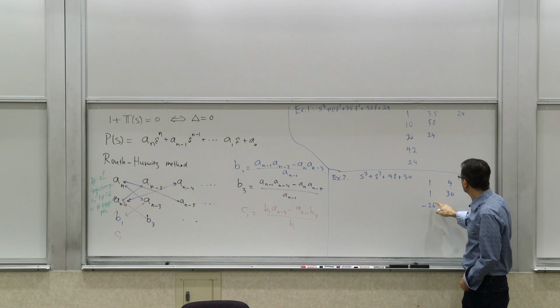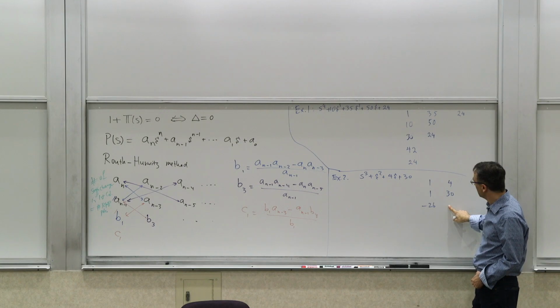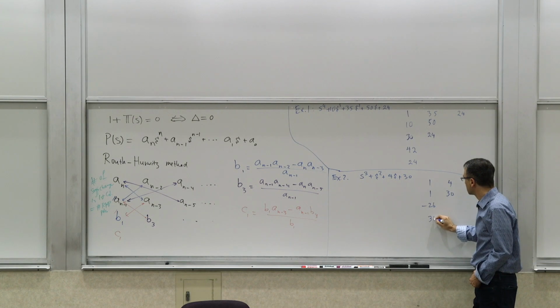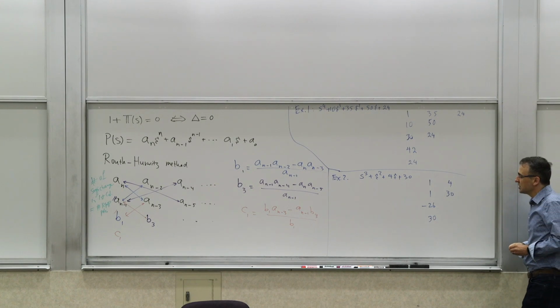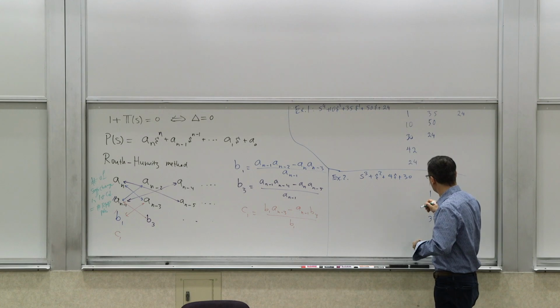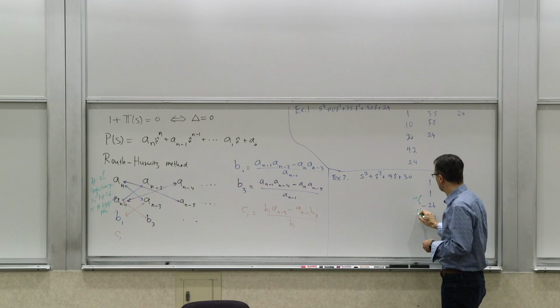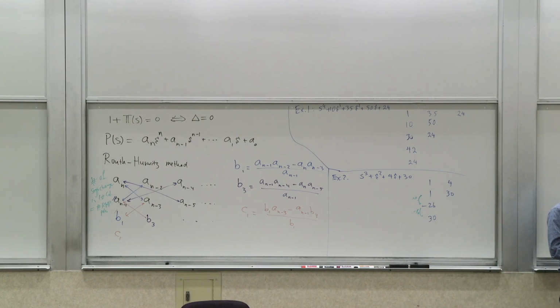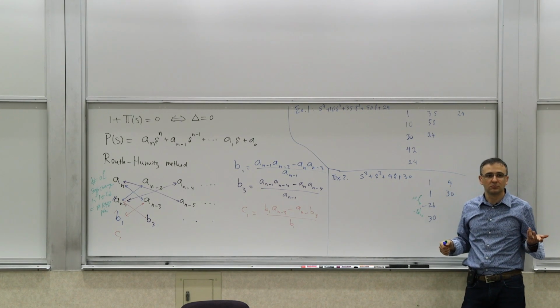And then the next one over is this times that minus 0, because this one is 0. Divided by 26, you get 30. Right? So how many sign changes did we observe? 2, right? So how many right half plane poles does it say it has? 2. Right?